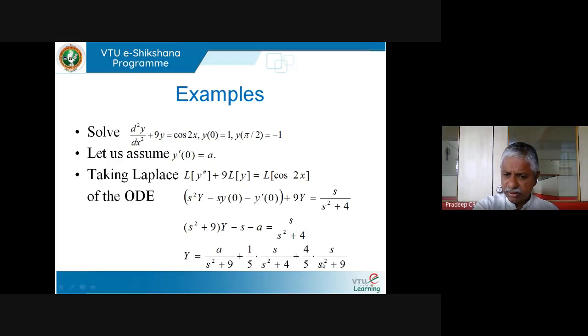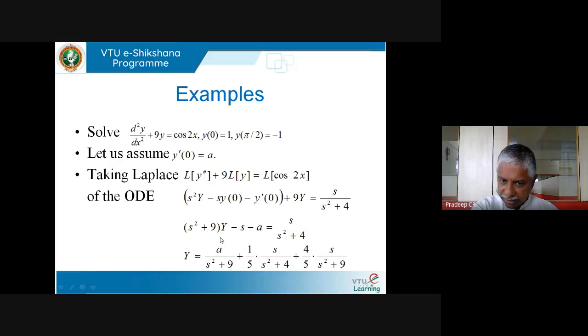I seem to have written this as 4 by 5 s by s square plus 9. There must be a multiplication sign here. Oh yeah, there is a multiplication sign. I have written it in the next step. I have written it as partial fractions also. This part I know how to write partial fractions. I have not written the details here. Yeah, I have written it as a partial fraction.